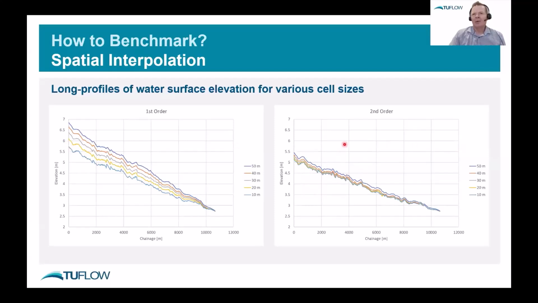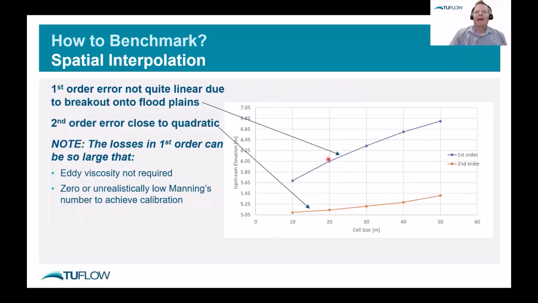On the right-hand chart, we've got the second order scheme. You can see the differences in the results are much, much less. There are still some differences in the results. We can actually plot the upstream water level as a function of cell size. And when we do that, we get this blue curve and the orange curve there, the upstream water level as a function of cell size. Looking at that, you can kind of hazard a guess that if we were to continue running the model at finer and finer meshes, we would end up with a result of probably 5.05 meters at a zero cell size. That's what you would call your fully converged result.